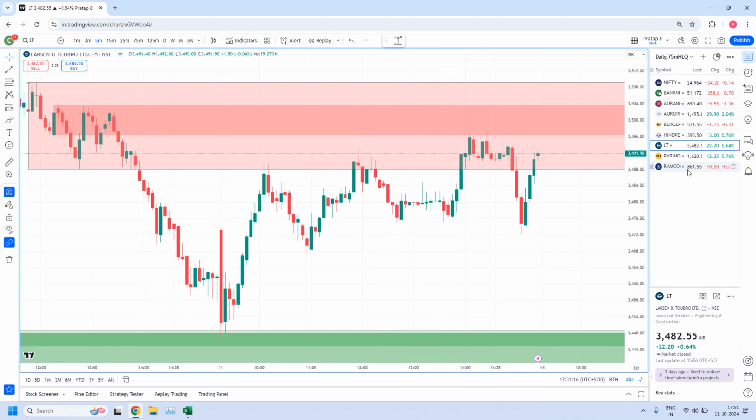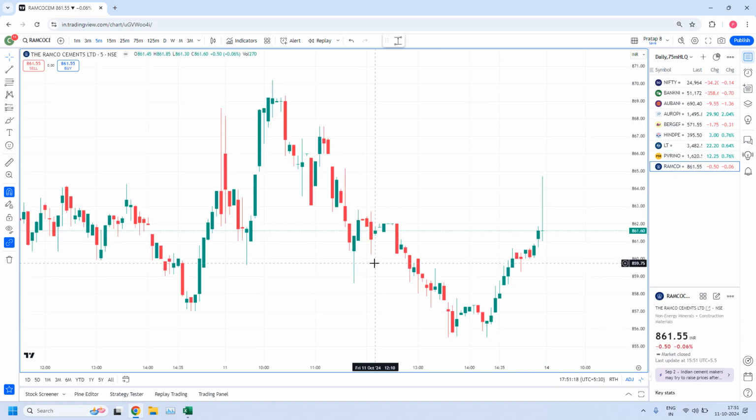Okay, the next one is Ramco. This is another fine-tuned 5-minute zone. This is a supply zone.